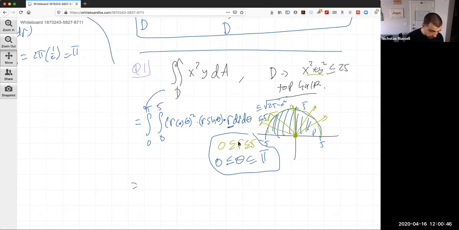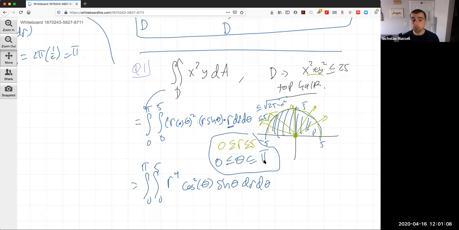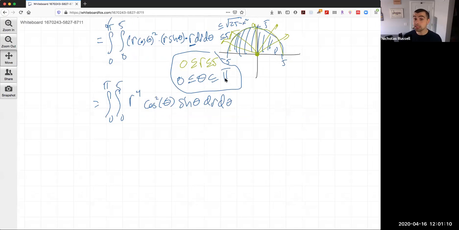Okay. Now, if I simplify this out, I would get r squared times r, right? The r squared from the first term and then r and r. So in that case, I'm going to get r to the fourth. I'm going to get a cosine squared of theta, and I'm going to get a sine of theta, dr d theta. And you might say to yourself, well, this doesn't seem a lot better, but it definitely is.